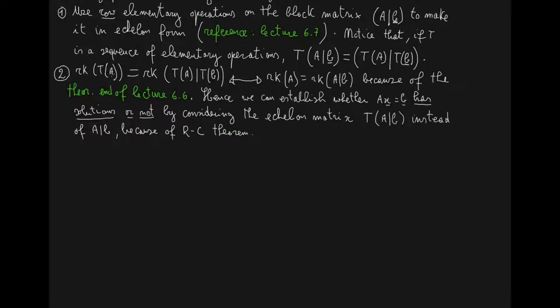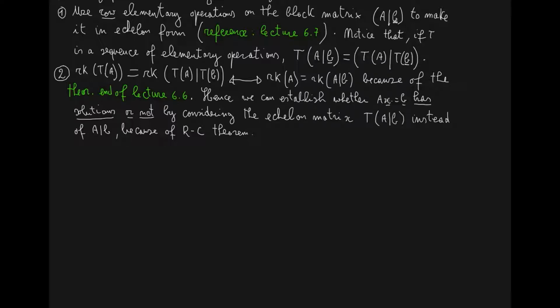So the next question is, once I have established that the initial system AX equals B has a solution, what do I do next? One may want to actually find these solutions. Suppose now that we know that the solutions exist, so these two ranks are the same. Then how do I find the solution? Of course, I can go back to the initial system of linear equations AX equals B, and by substitution try to find the explicit solution of this system.